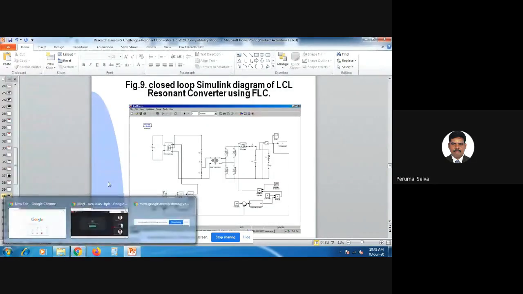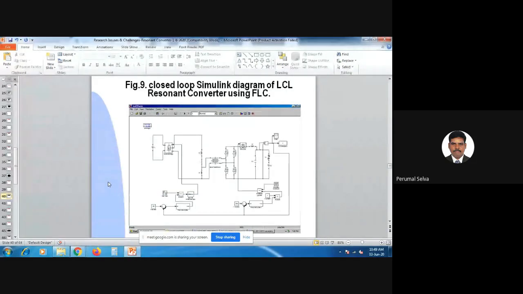This is a closed loop simulation diagram of an LCL resonant converter using a fuzzy logic controller. Depending on the error and the change in error, the value of change of duty cycle is calculated. Set parameter instructions and the function blocks available in MATLAB are used to update the new duty cycle of the pulse generators. The entire system is simulated with a switching frequency of 50 kHz. It is observed that the FLC for LCL regulates the output voltage with a settling time of 0.06 millisecond.